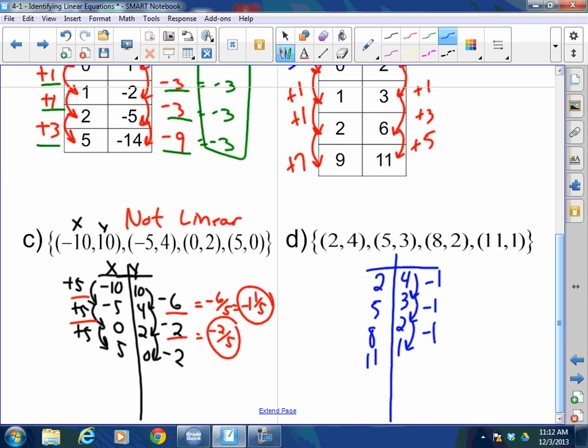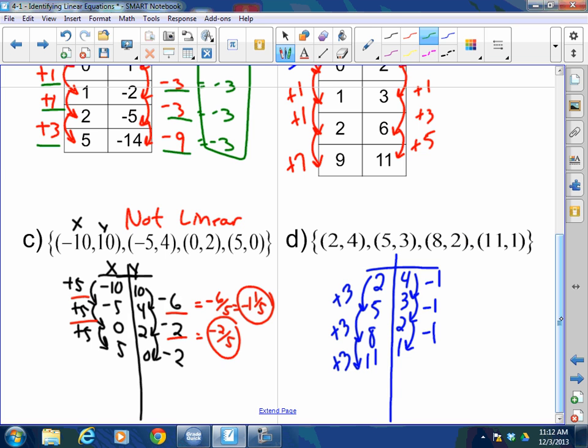How do I get from 2 to 3? Add 3. How do I get from 5 to 8? Add 3. How do I get from 8 to 11? Add 3. Okay? So now, let's check our y over x's.